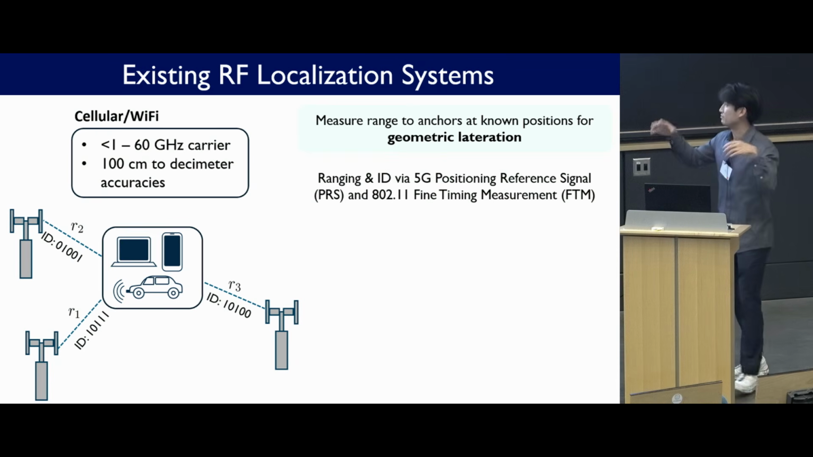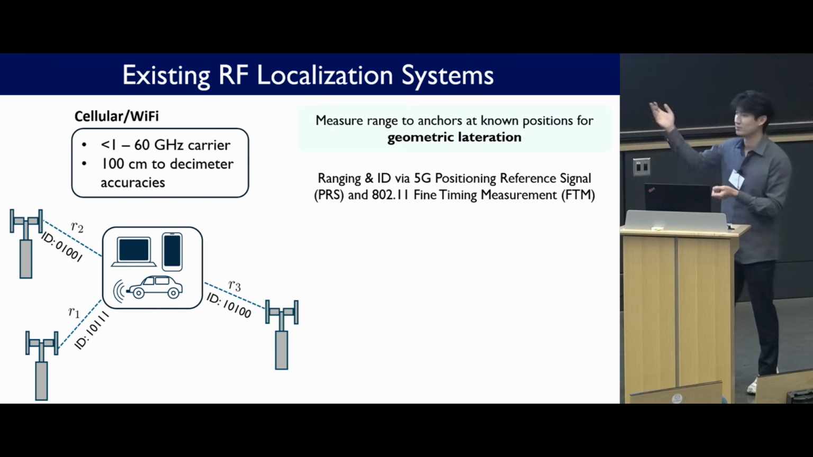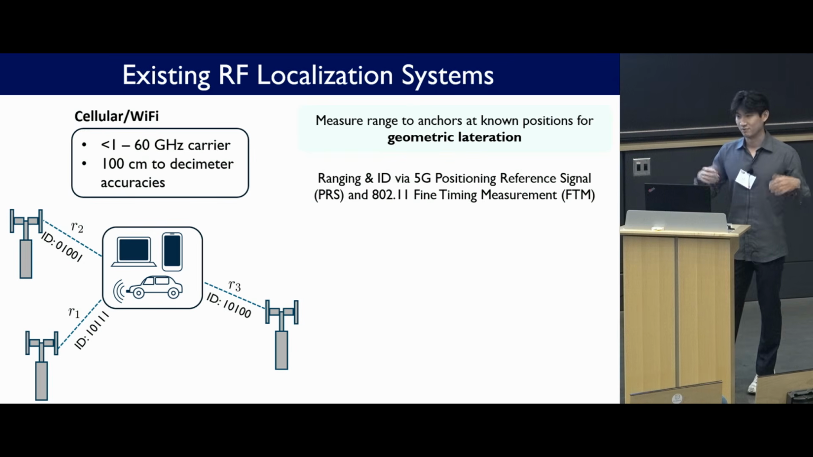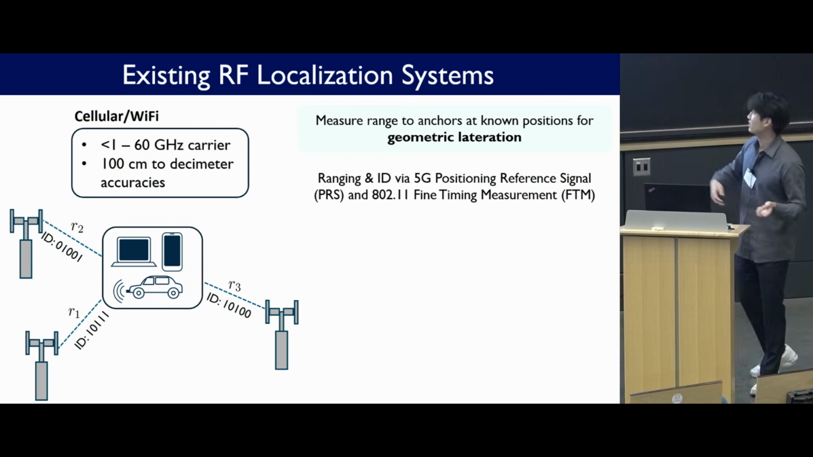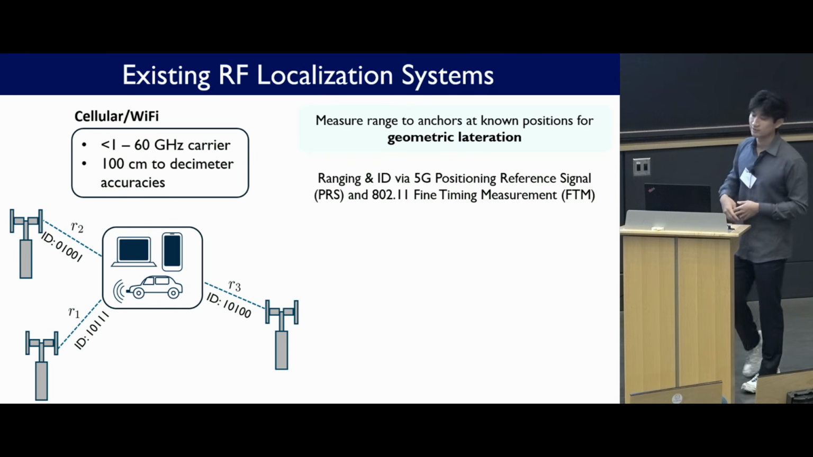The space concept is moving towards terrestrial networks in cellular and Wi-Fi positioning systems. The concept really is the same. The sentiment is the same. I know the positions of my cell towers. I can measure the range to them, and I can perform lateration given all of these measurements. And again, here we have some identity that's being modulated over some standard like 5G or 802.11.